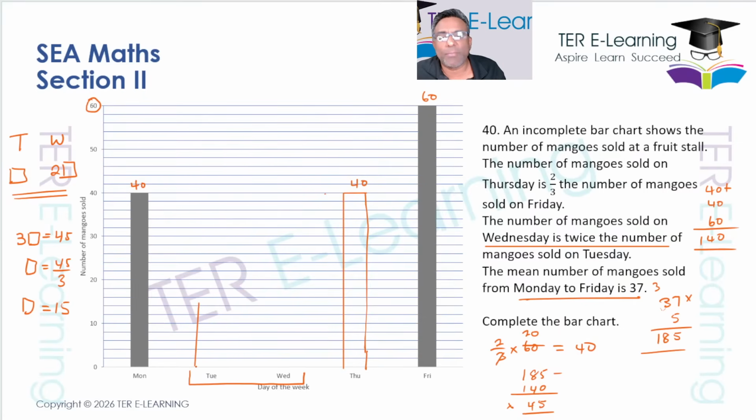So we're just going to draw a bar here to represent 15, right? And then on Wednesday, if it is twice as much, then this has to go up to 30, right? So we're going to draw a bar here that goes up to 30. So this is what our bar graph is going to look like, right?